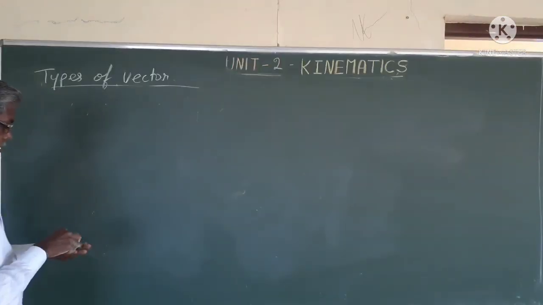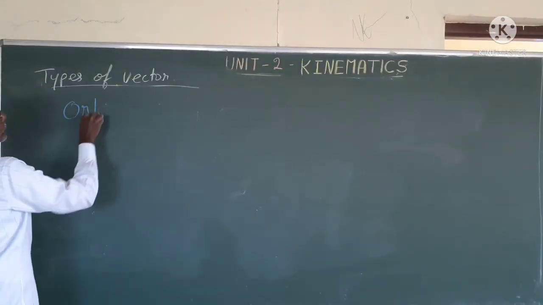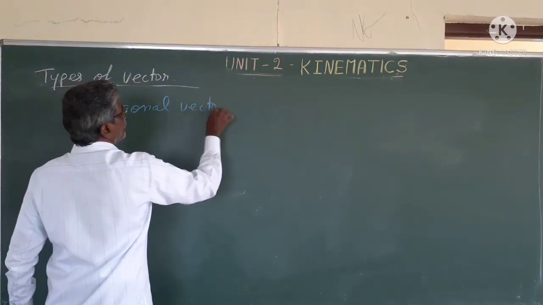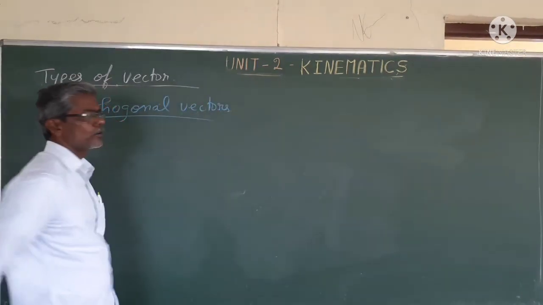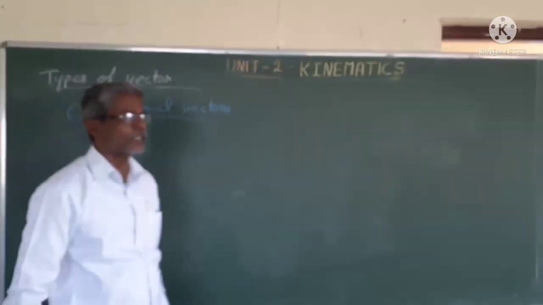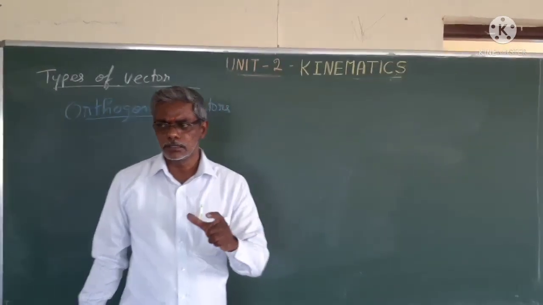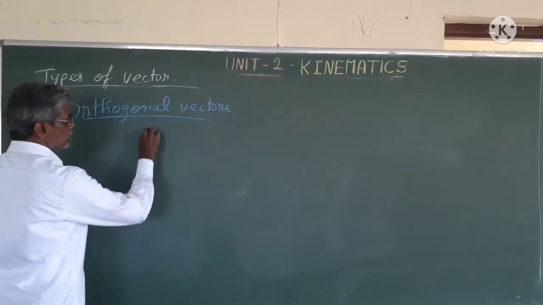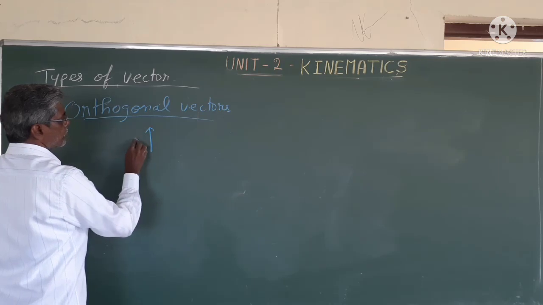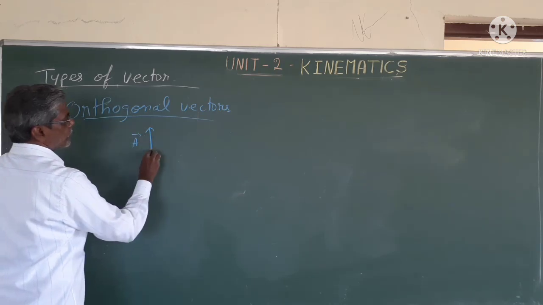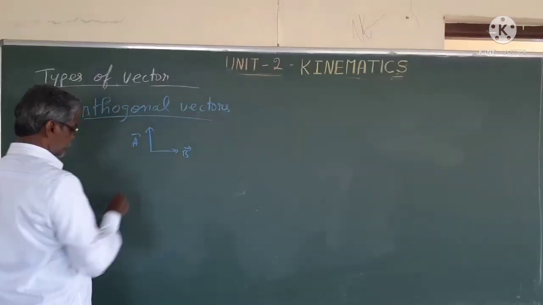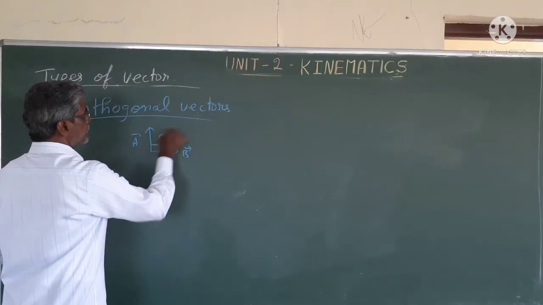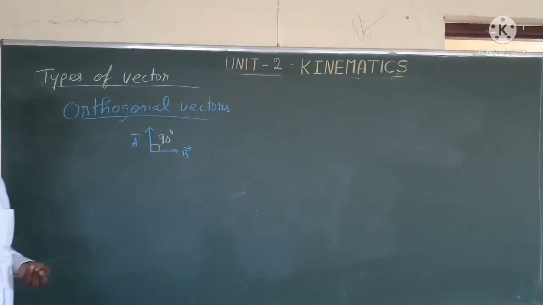Next we will go for orthogonal vectors. Orthogonal means perpendicular, that is 90 degree. If two vectors are perpendicular to each other, then I can call them orthogonal vectors. Let us consider this is A vector and this one is B vector. These two vectors are perpendicular, that is 90 degree, then I can call them orthogonal vectors.